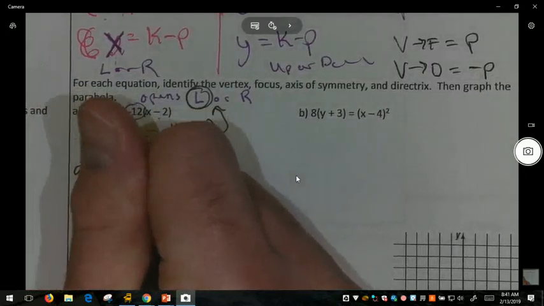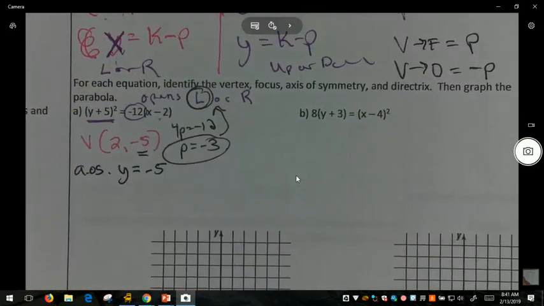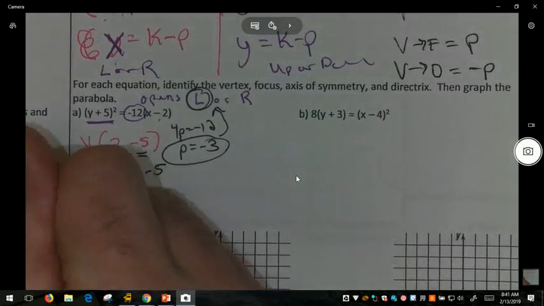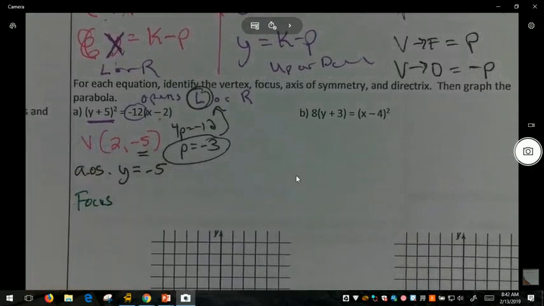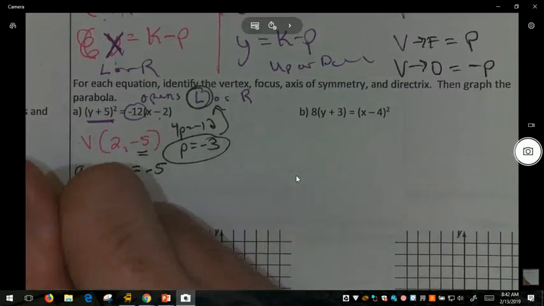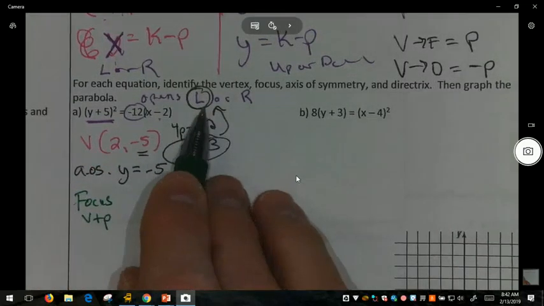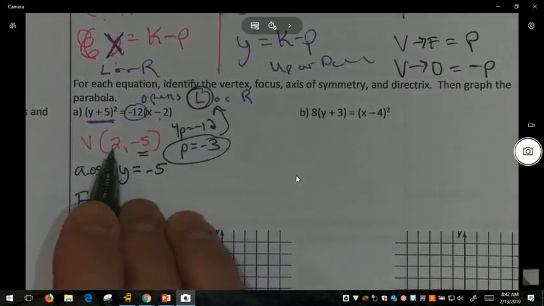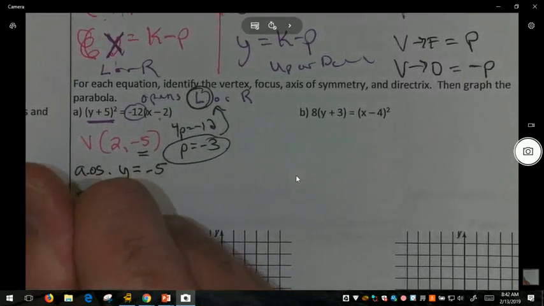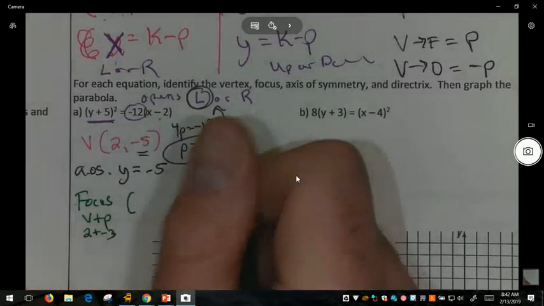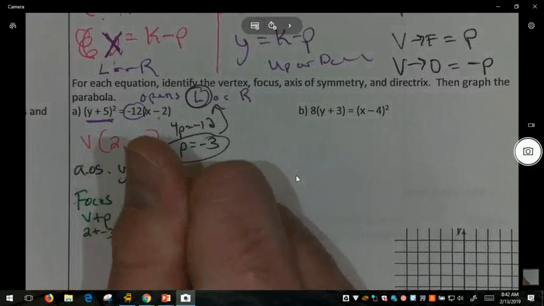So in this case, y equals negative 5. To find my focus, it's going to be the vertex plus p, but it's opening to the left. So I have to do 2 plus negative 3. This gives me negative 1 comma negative 5.